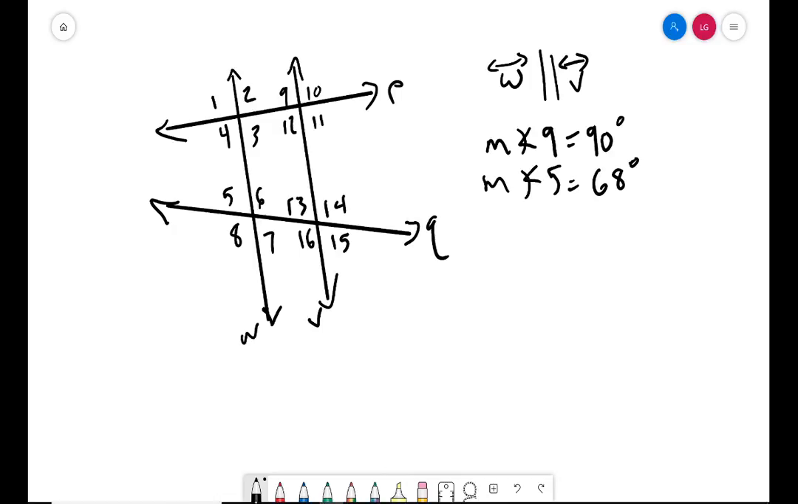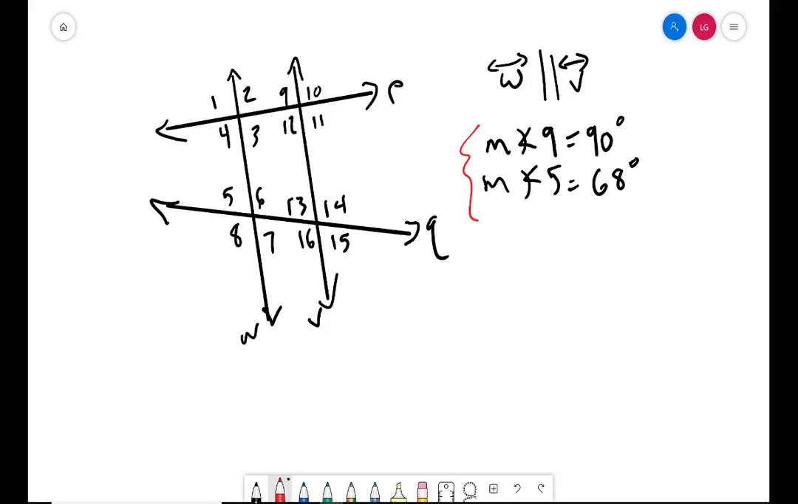So for example, just looking at this, and for now, we'll ignore this for right now. We know, for example, that angles 1 and 9 are equal, 1 and 3 are equal, 9 and 11 are equal, 3 and 11 are equal. We also know angle 5 and 13 are equal, 7 and 15 are equal, 16 and 8, 16 and 14.